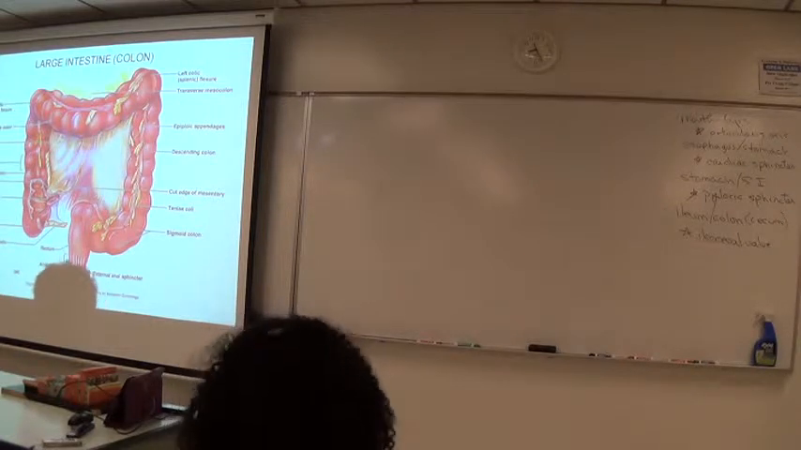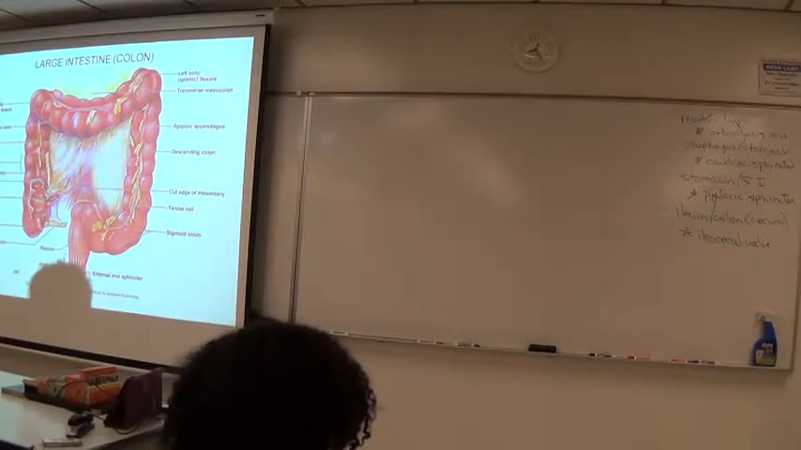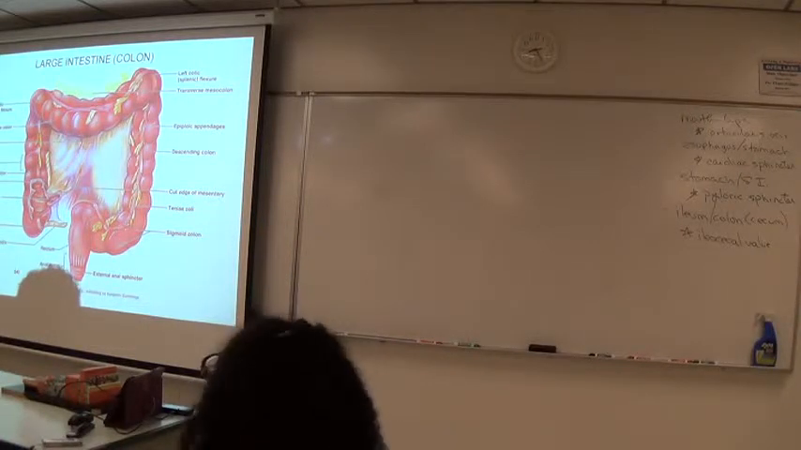Typically, we have the appendix, and this one's rather long. It's usually, more often than not, folded back onto the posterior aspect of the colon instead of hanging down from it. So this is what it is. It has its own little mesentery, and it's sticking up here. So I'm going to pass that around so you can take a look at it.